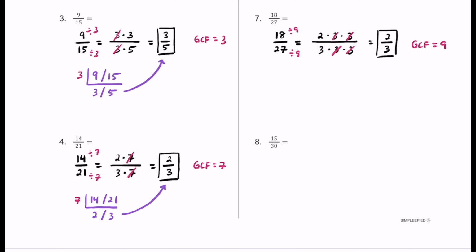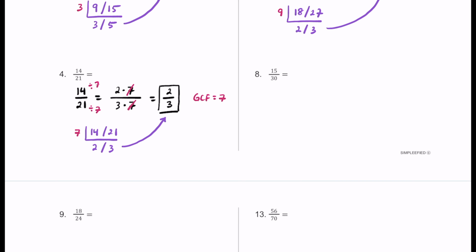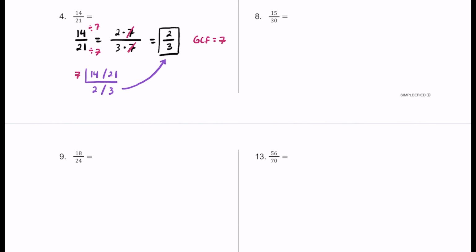Using the ladder method, we have 18 and 27, and let's see, we can divide both of these numbers by 9. We've already found that out, so 18 divided by 9 is going to be 2, and 27 divided by 9 is going to be 3, so this 2/3 matches this 2/3 here. For this number 8, we have 15/30. So if you know 15/30 is already equal to 1/2, then that is wonderful.